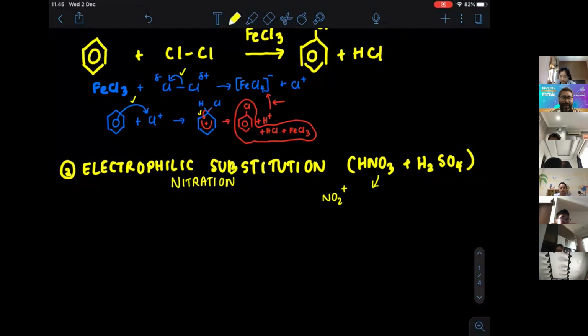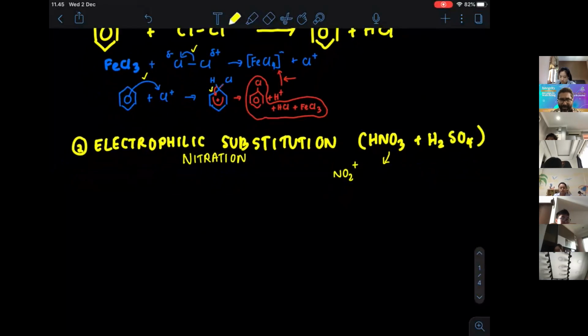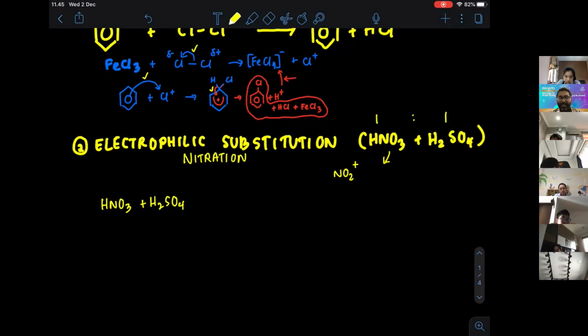So we need to write down the mechanism. If I want to write down the mechanism of this reaction, first we start with the reaction between HNO3 and H2SO4. By the way, concentrated nitric acid and concentrated sulfuric acid are in a 1-to-1 ratio, 50% nitric acid and 50% sulfuric acid. Therefore, this is also known as the nitrating mixture. That's the name for this mixture, nitrating mixture.